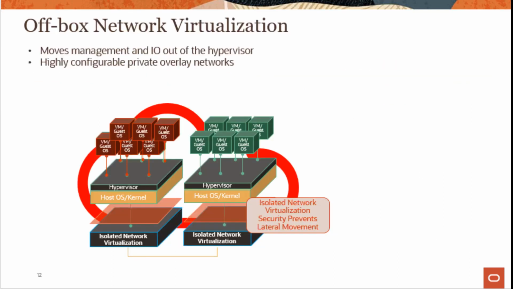Here is a pictorial representation of off-box network virtualization, where you can see multiple layers, VMs running on top of the hypervisor. Then you have the host or OS kernel, and then we provide isolated network virtualization, which is very hardened using the off-box network virtualization method.